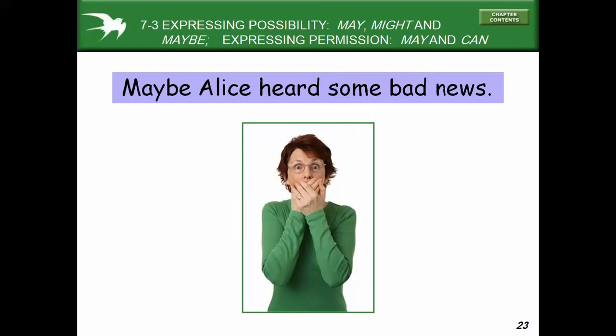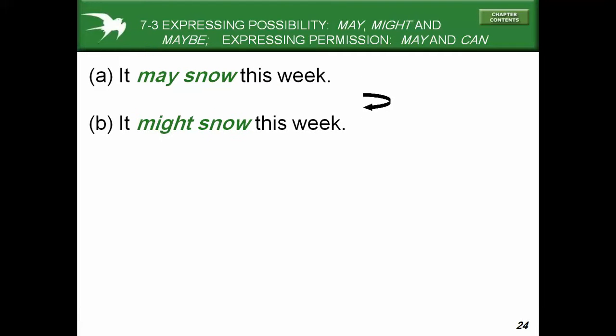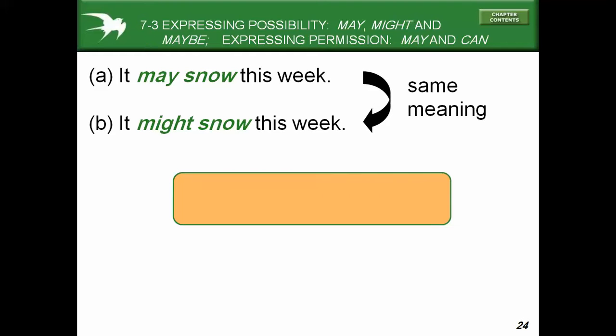Maybe Alice heard some bad news. These are expressions for possibility. May, might, and maybe express possibility. And we have another: may and can express permission. Let us see. Here, may expresses possibility: it may snow this week. It might snow this week. The same meaning, possibility: may and might.